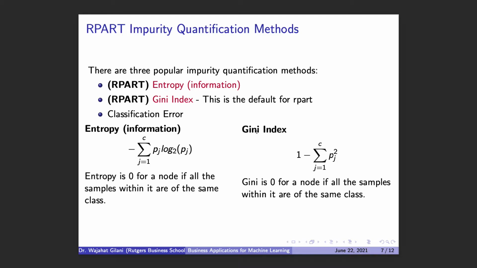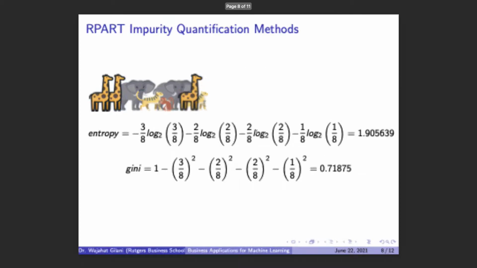And classification error, which I will not discuss because classification error is not in rpart. We don't have that option in rpart, but we do have entropy and Gini index. Here are the fancy little formulas for both. It looks more complicated than it is. Once we do one example here, and I give you a few more in the practice set, it'll become more intuitive how it calculates everything.